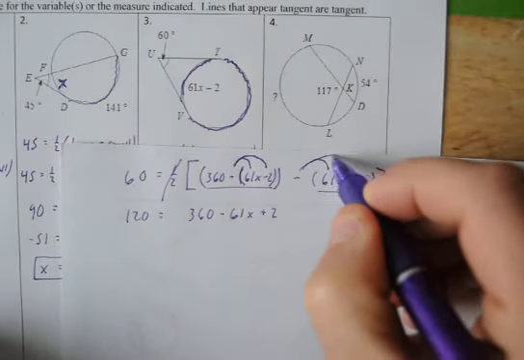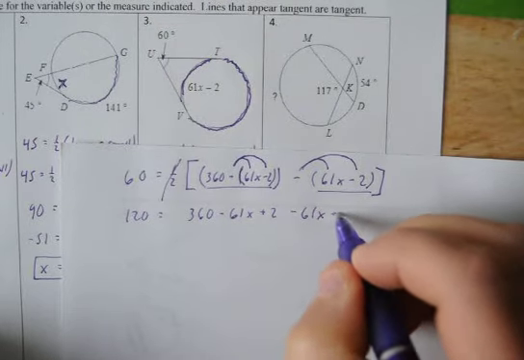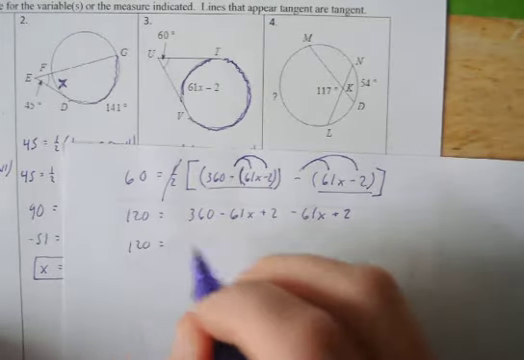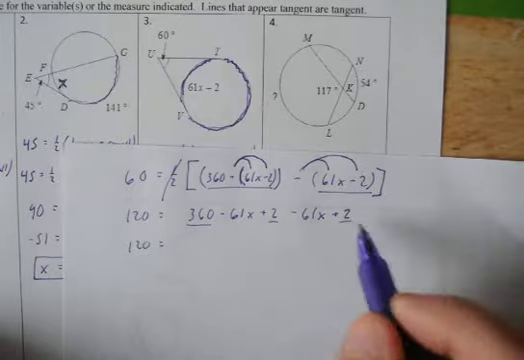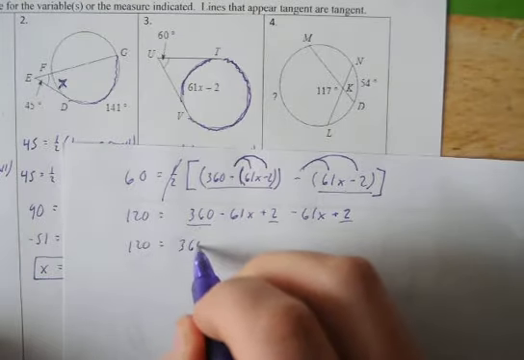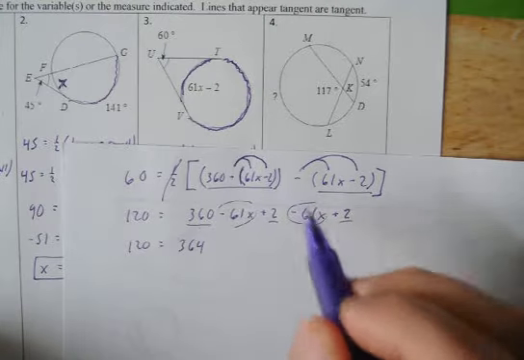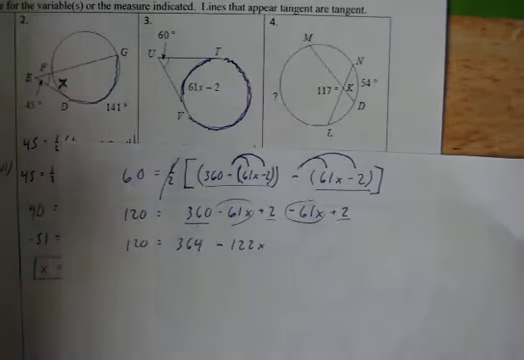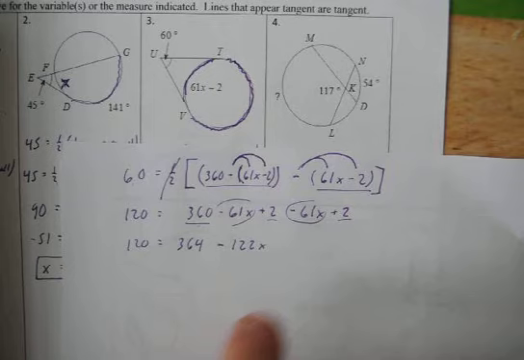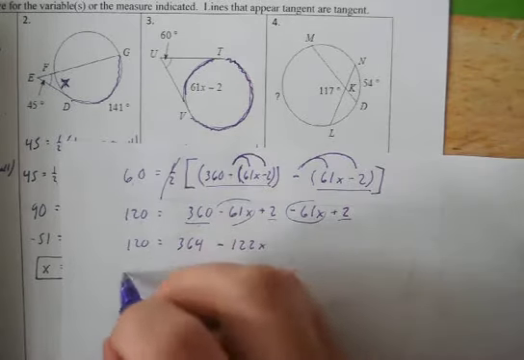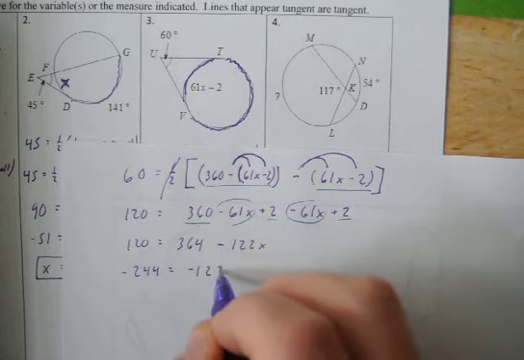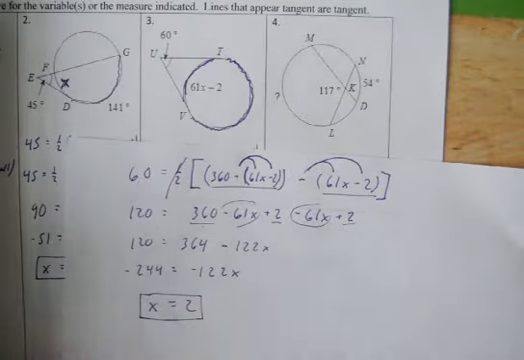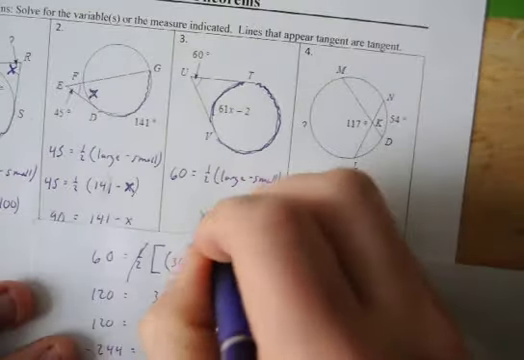Same thing here, this negative distributes like that, and now it's basic algebra. Let's keep going. We can combine these to get 364, and we can combine these. And now it's, again, basic algebra from here. Move over the 364. And this is going to work out very nicely because that divides over and x is 2. That worked out nice. So anyway, x is 2 for this one.